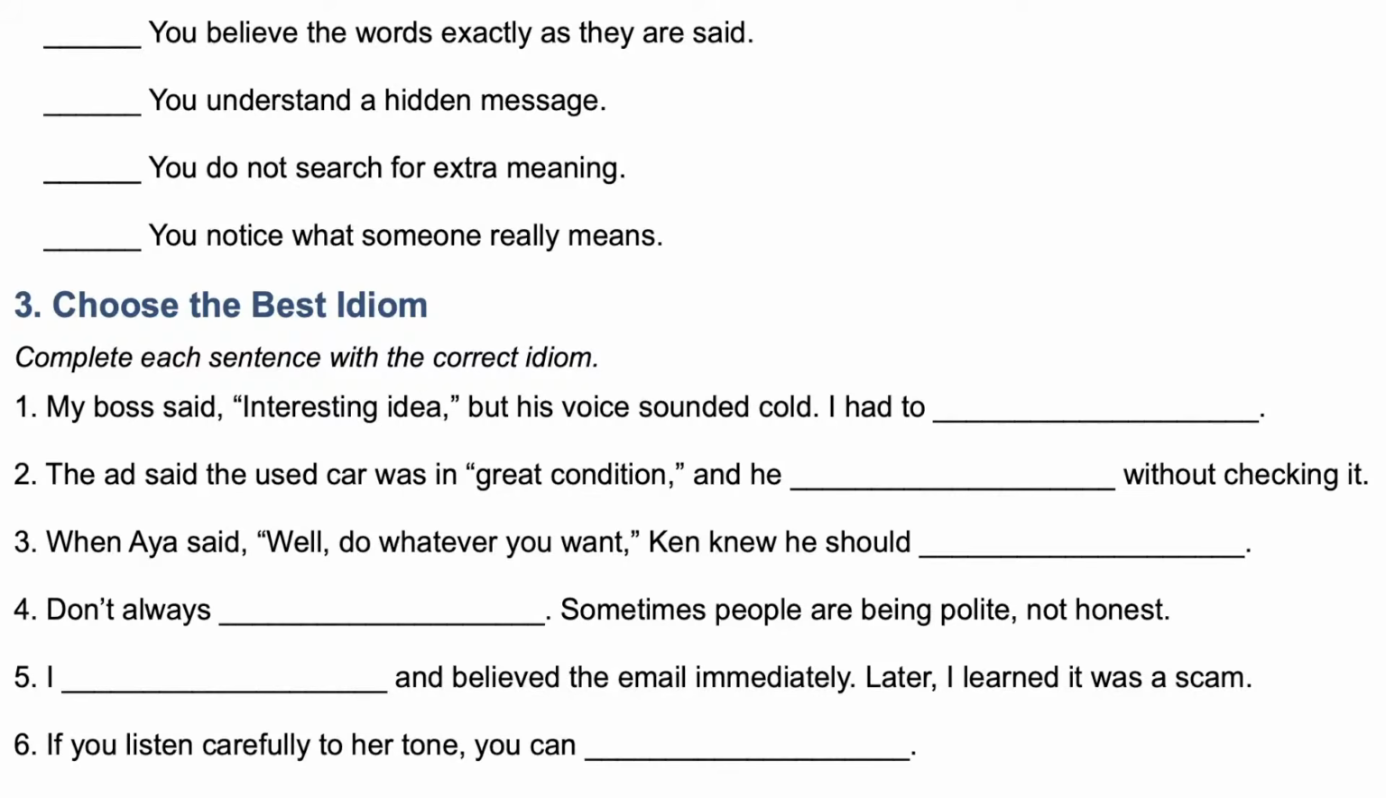Number 3, when Aya said, "Well, do whatever you want," Ken knew he should read between the lines. Read between the lines. Number 4, don't always take it at face value. Sometimes people are being polite, not honest. So number 4, take it at face value. Number 5, I took it at face value and believed the email immediately. Later, I learned it was a scam. So number 5 is took it at face value. And number 6, if you listen carefully to her tone, you can read between the lines.